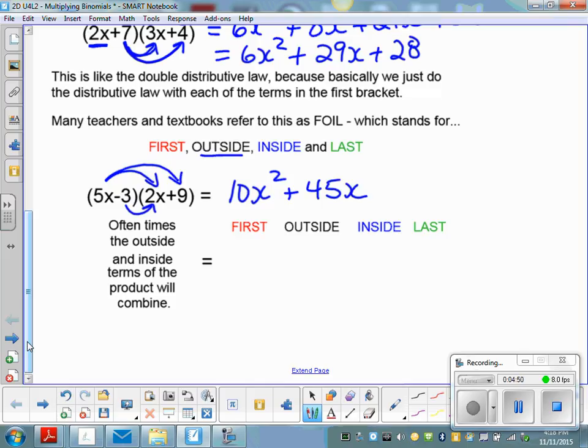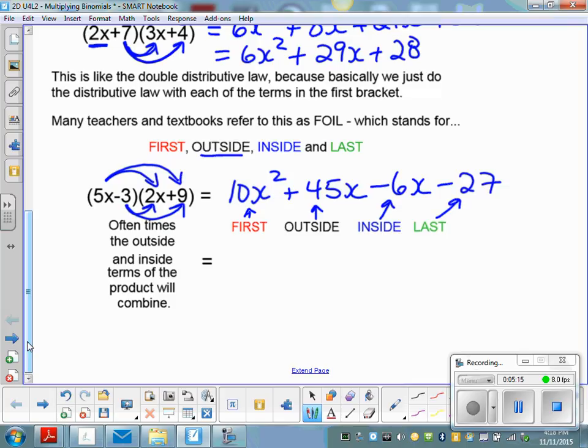So negative 3 times 2x is going to give me negative 6x. And then the last term in each bracket, so the negative 3 is last in the first bracket, the 9 is last in the second bracket, and if I multiply those together, I get negative 27. So that's where the first, outside, inside, and last comes from.